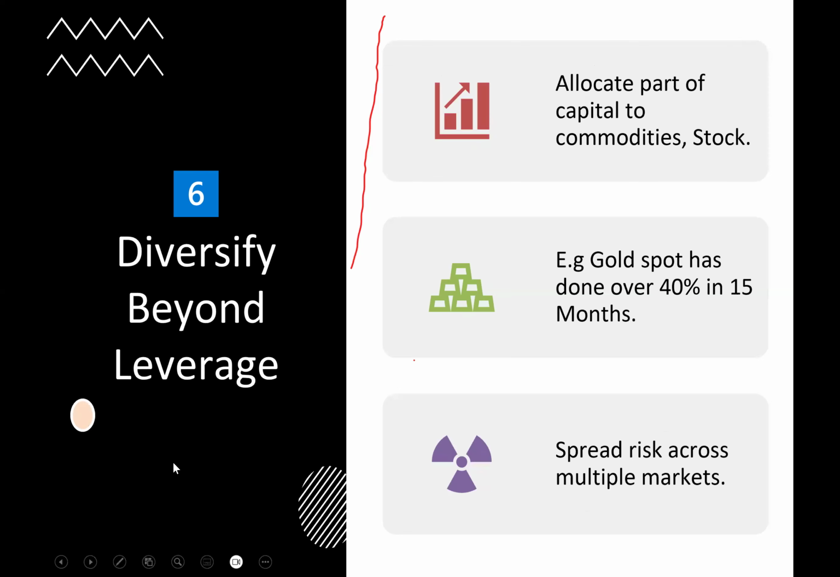So okay, I've talked about diversity. Allocate part of capital into this. Oh yeah, you can allocate part of capital into this, and again, this second slide, gold spot. For example, you can allocate part of the capital into other commodities like stocks, whatever, and it shouldn't just be on leverage products.